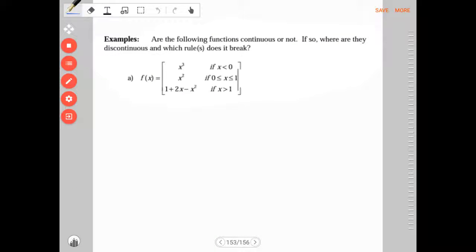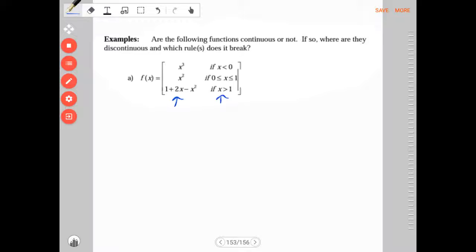Examples. Are the following functions continuous or not? There are only 3, so pretty straightforward. If so, where are they discontinuous, and which rules do they break? I have picked functions that are polynomials. Polynomials by their nature are all continuous. So if these piecewise functions are going to be discontinuous, it will be where the breaks are, where the joins are, at these spots here.